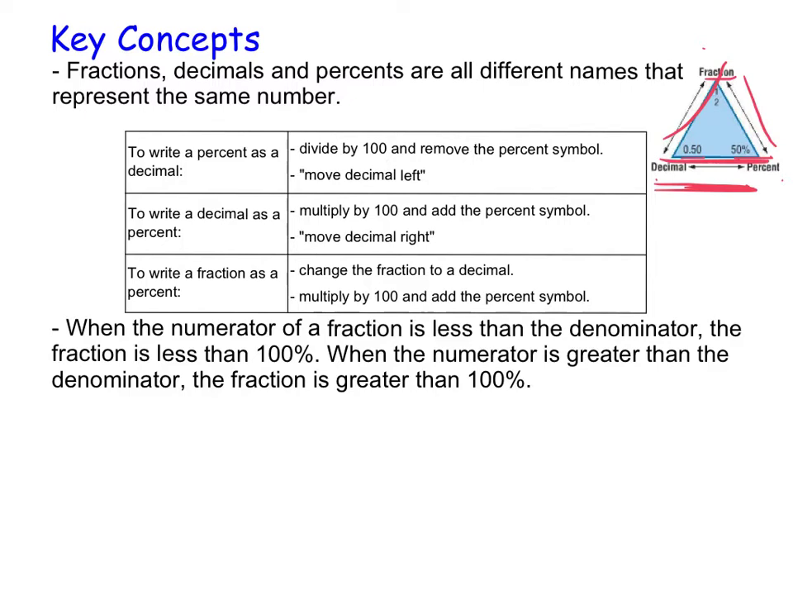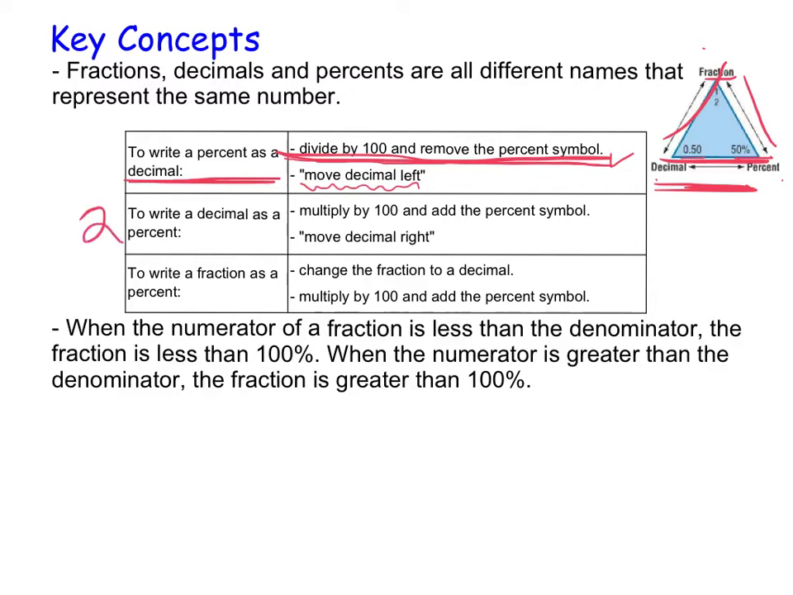We're going to be looking at how to write percents as decimals. How I do that is divide by 100 and remove the percent symbol. Okay? Divide by 100 and remove the percent symbol. And I have this little thing, move decimal left. This will be my shortcut to teach you, but always, if you don't remember the shortcut, divide by 100 and remove the percent symbol.